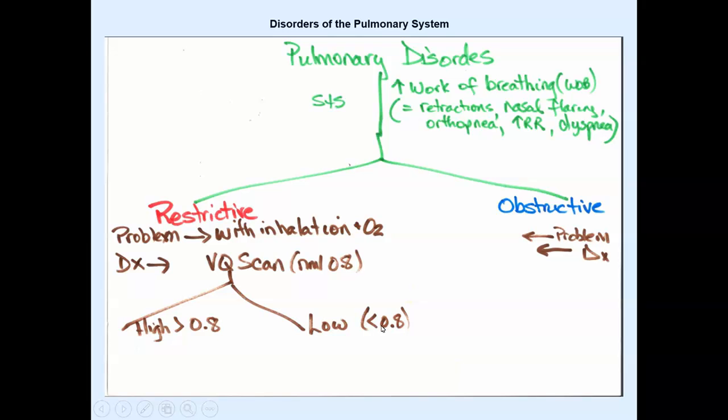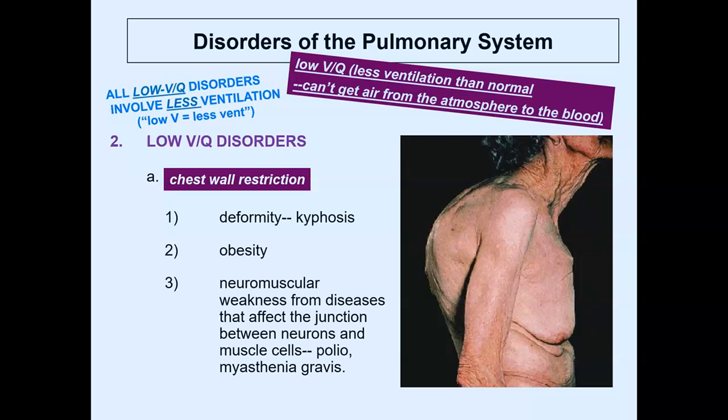So this is where we're going next. We're going to go to all of those restrictive disorders that will cause less air being brought into the lung system, so low VQ disorders. Here are the many causes that would contribute to poor mechanics of breathing, such as if your patient has a kyphosis, you can see this woman's chest wall does not look like the normal chest wall. This will make it more difficult for the chest to move up and out and to increase that space inside, causing more negative pressure, and therefore as much air cannot be sucked in.